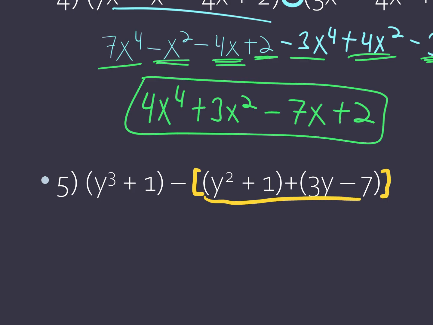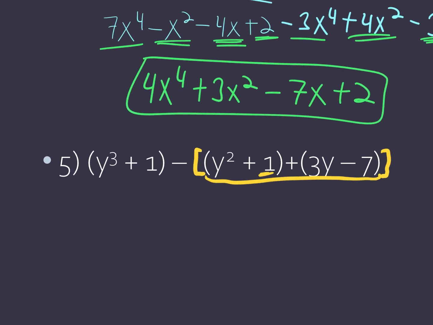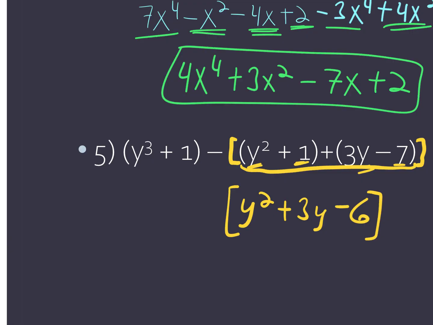In here, is there anything we can do with these two binomials that we're adding? You can only subtract 7 from 1. Okay, good. So our only like terms here are 1 minus 7. Y squared doesn't have any like terms, so that's going to stay y squared. 3y also doesn't have any like terms. It's just going to stay 3y, and 1 minus 7 is going to get you negative 6. And this was all still in this bracket. And then I'm just going to bring the rest of it down. Y to the third plus 1 minus this whole thing.